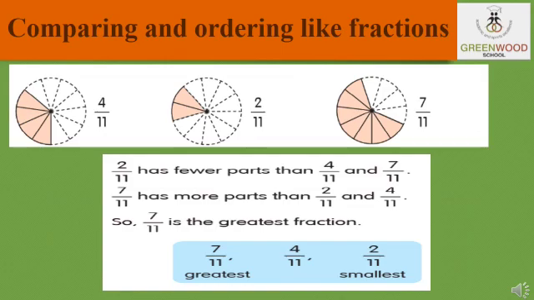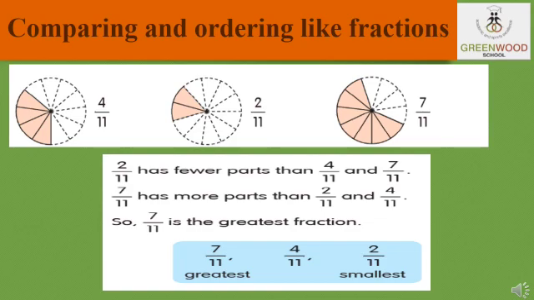Now the next topic is comparing and ordering like fractions. Let's see the 3 fractions. In the first one, the circle is divided in 11 parts, out of which 4 parts are colored, so the fraction is 4 by 11. In the second circle, 2 parts are colored out of 11, so the fraction becomes 2 by 11. And in the third circle, 7 parts out of 11 are colored, so the fraction becomes 7 by 11.